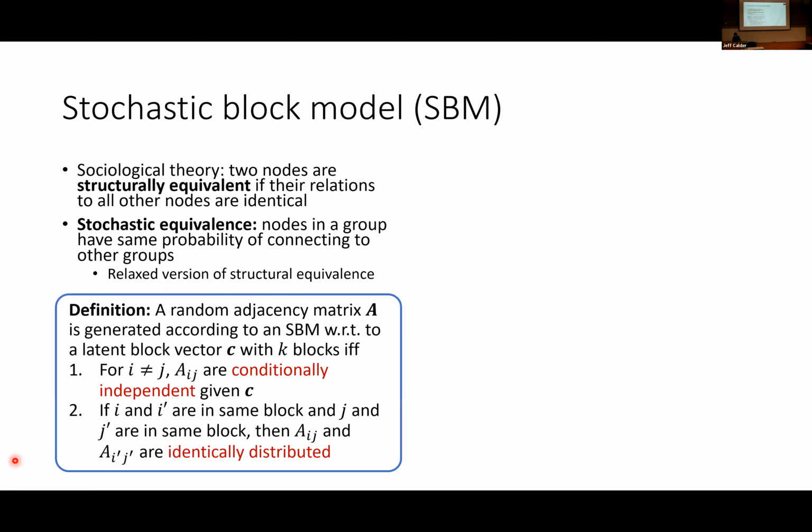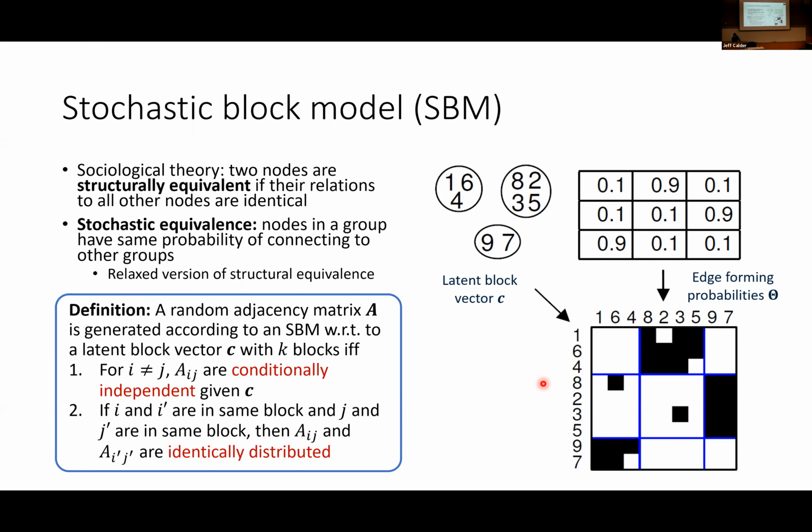And we say that a random adjacency matrix A is generated according to an SBM, a stochastic block model, with respect to a latent vector C that has k different blocks if your Aijs, your adjacency matrix entries, the ones and zeros, are conditionally independent given C. And then if you have two nodes, I and I prime in the same block, J and J prime in the same block, then the distributions of Aij and Ai'j' are identical. So all that matters is what block or what group you belong to. Everybody in that group is stochastically equivalent.